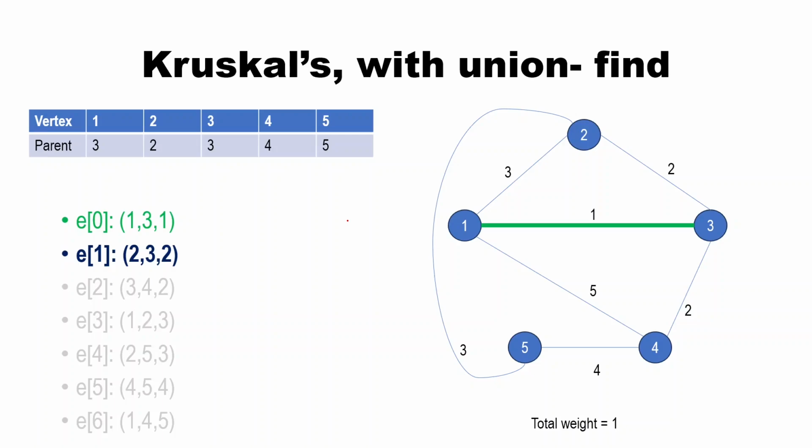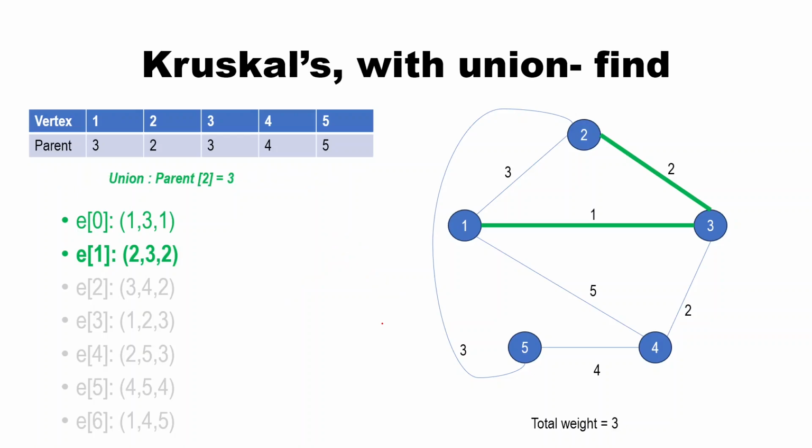Who is the parent or representative of 2? 2 itself. Parent of 3 is 3 itself. Their parents are not the same, so therefore there will be no cycle and we can safely add that edge. When we add that edge, we'll perform union. So now 2 and 3 will be in the same connected component and their representative will be 3. So now effectively 1, 2 and 3 are in the same connected component and their representative is 3.